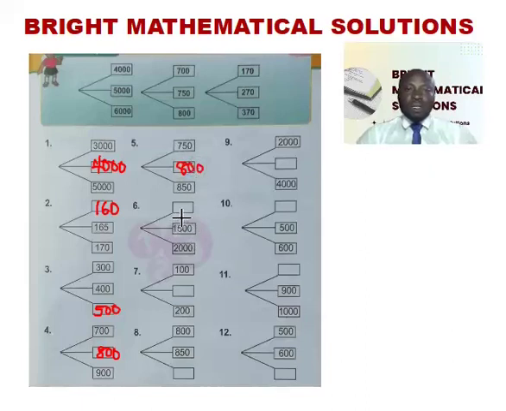The next one, we have 1,500 and this is 2,000. The difference between the two is 500. So the difference between the first and the second also will be 500. So this will give us 1,000.